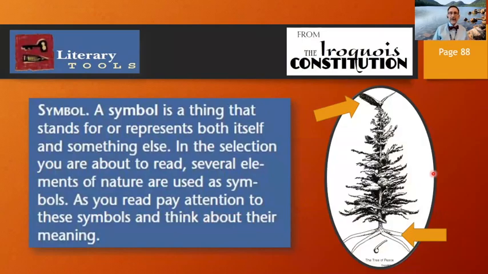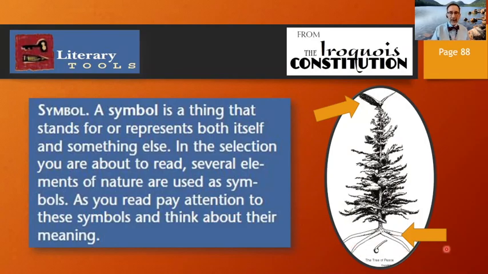Now, we talked about symbols. Again, a symbol is something that stands for both itself and something else. And a lot of oral history type documents, and this is an oral history type document, use symbols to help people understand things. Specifically, again here, think of the leaves, think of the eagle, think of the roots, think of the war club.